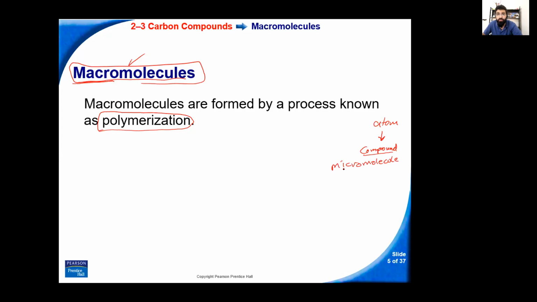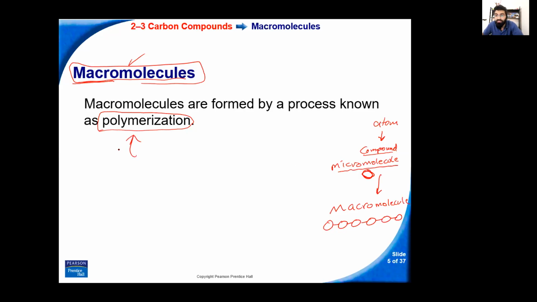What does micro mean? Micro means smaller, right? So the simplest compound is a micromolecule. For example, this circle or this ball is a micromolecule. What if you bind the smallest molecules together? If you link them together, it makes a macromolecule. What is the macromolecule? It's the micromolecules linked together. Joining the micromolecules together is called polymerization.